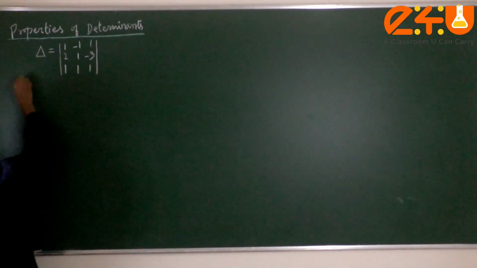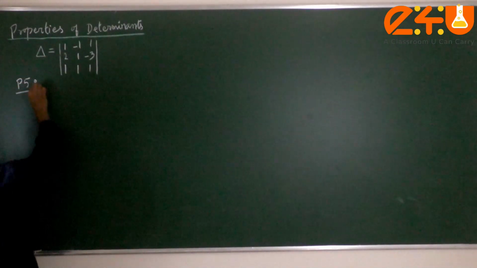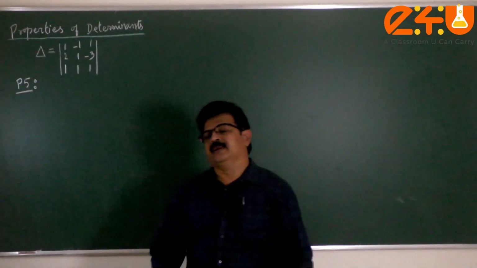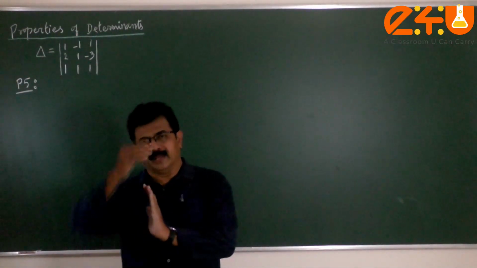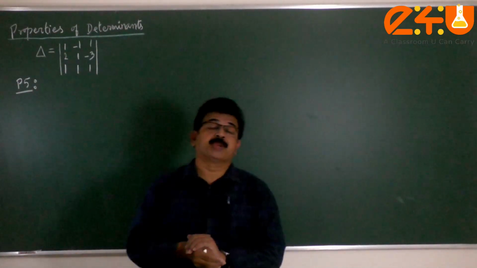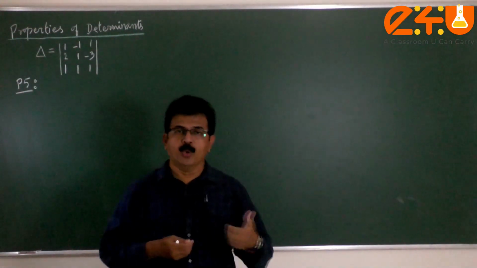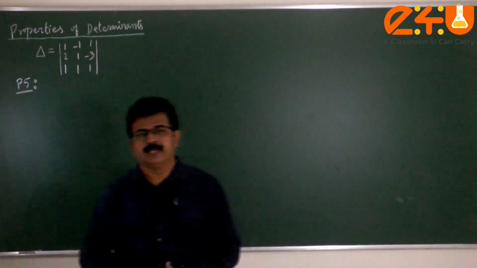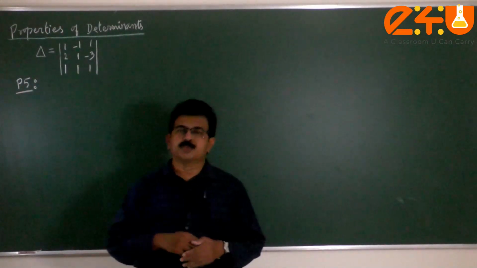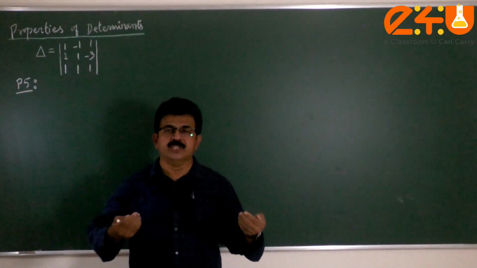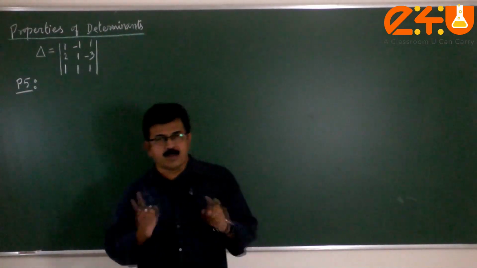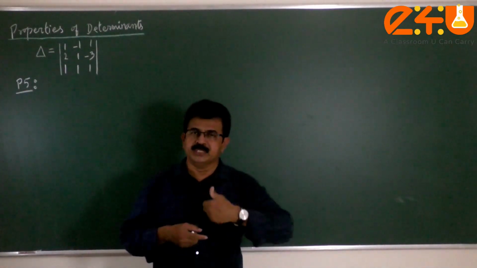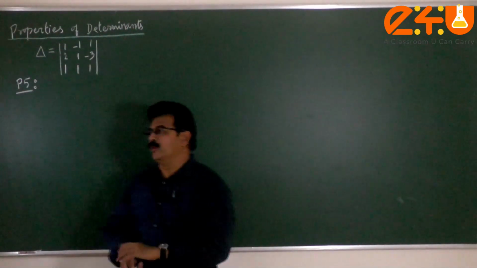And what does the property P5 say? Property P5 says that if all elements in a row or a column can be expressed as sum of two or more terms, mere numbers, two or more numbers, then the entire determinant can be split into two individual determinants. The sum of the values of the two determinants will be definitely equal to the value of the original determinant. Let us see how it works out.